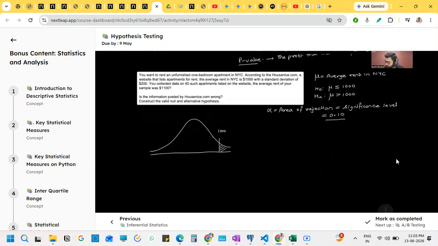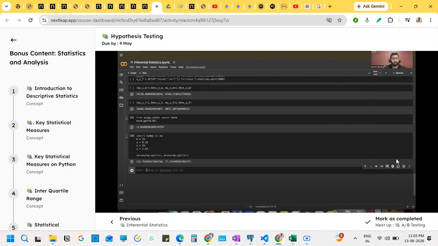What is the area captured by this value from the left? Because my area of rejection is also from the left. So how can we find it? First of all, let's find the z value. Z is x minus mu divided by sigma divided by root of n. Why sigma divided by root of n? Because this is my sampling distribution. So this is 1100 minus 1000 divided by sigma, which is 200, divided by root of 40. Let's find the z value.